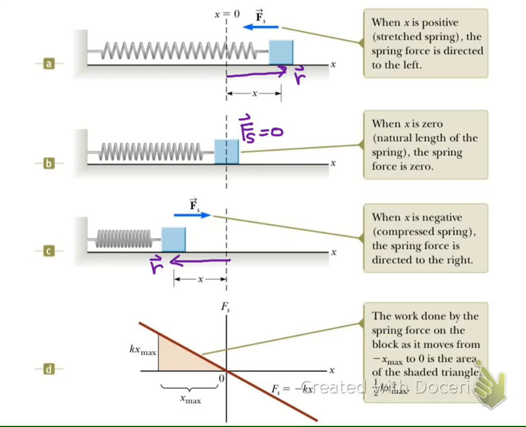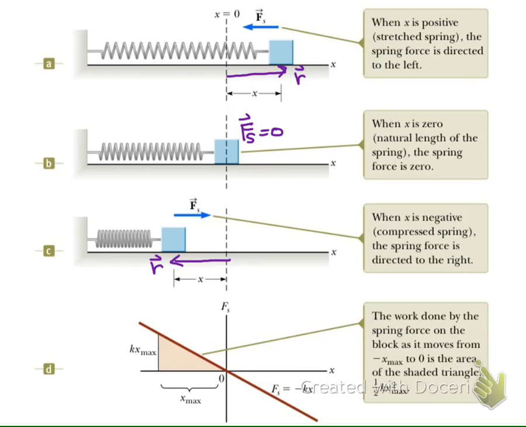Since the force from the spring is a one-dimensional force, we can draw the diagram for the force as a function of the position. You can see that when the position is positive, when the displacement is positive, the force is negative. This negative sign tells us that the direction is opposite to the displacement. And when the displacement is negative, the force is positive.